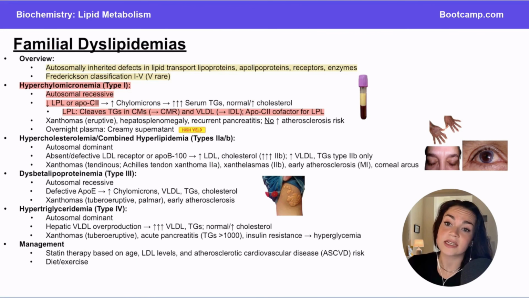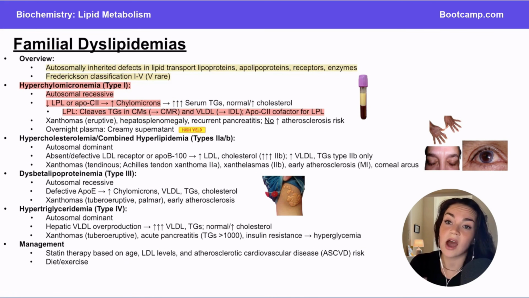So when there's a defect in lipoprotein lipase, LPL, or else in that ApoC2, both of those are going to have a similar effect. You're going to get a buildup of chylomicrons because that LPL isn't active either by itself or because it's missing its cofactor to break down those chylomicrons into the chylomicron remnant.